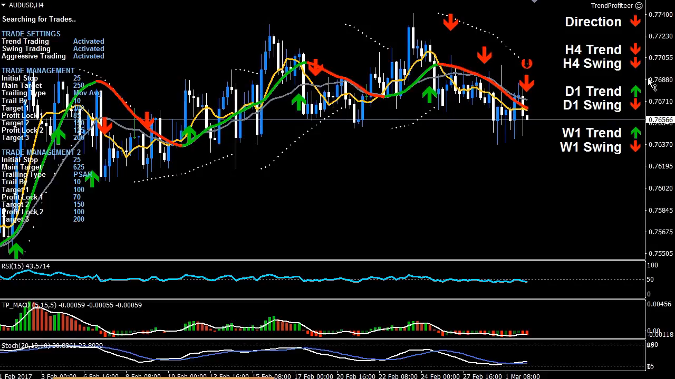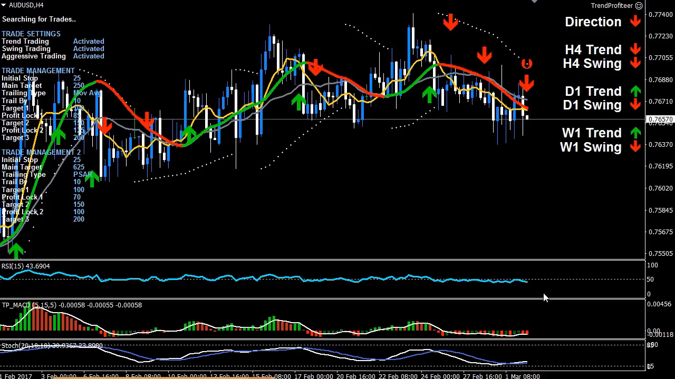Overall direction is down. 4 out of the 6 higher time frames, on the 4-hour, the daily, and the weekly, are pointing down. Trend and swing to the downside have already occurred, but I wasn't interested in it at that time. Let's take a closer look.